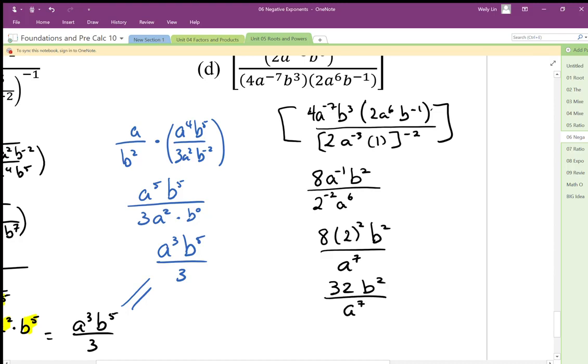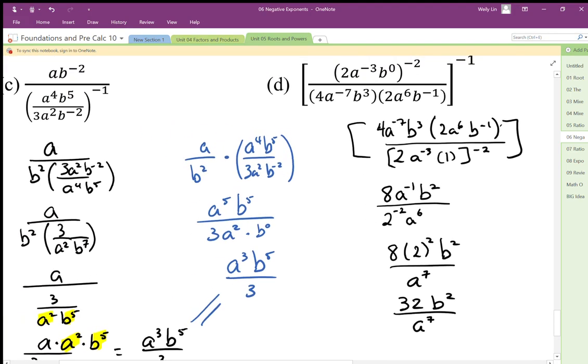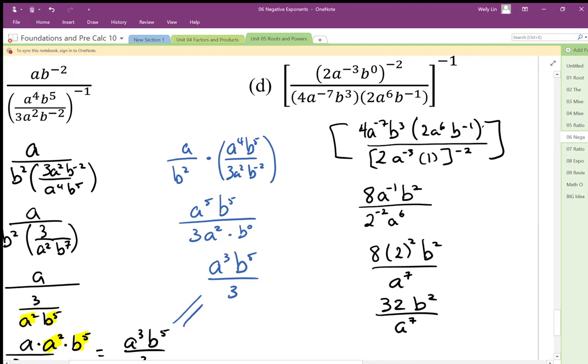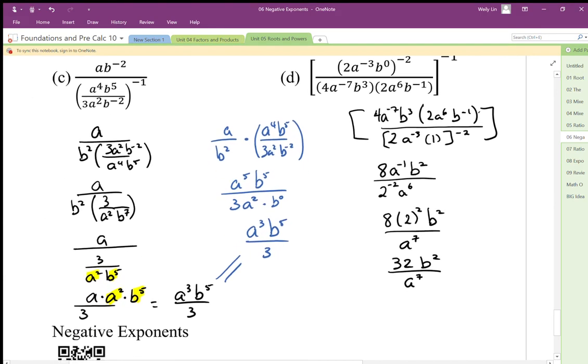There's my final answer. So these last two definitely are much more challenging. There's lots of stuff going on here. But again, if we can simplify things into times on top, divide on bottom, just keep track of what is multiplication, what is division, and we're just counting that, we can simplify these very complicated looking problems.